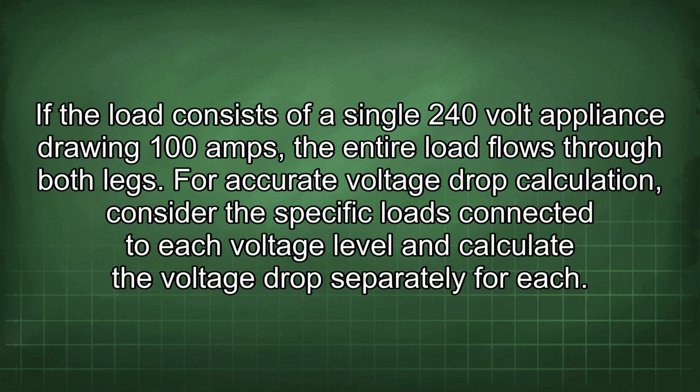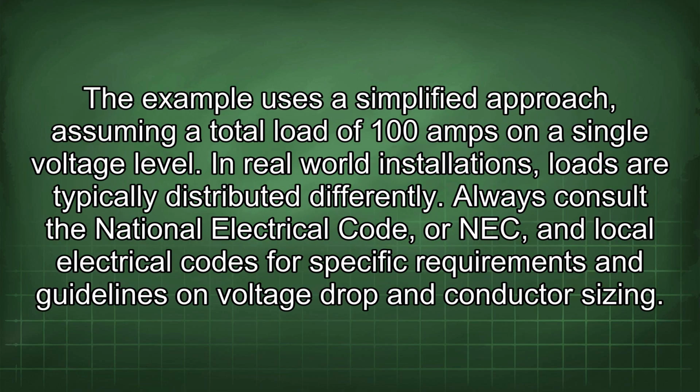For accurate voltage drop calculation, consider the specific loads connected to each voltage level and calculate the voltage drop separately for each. The example uses a simplified approach, assuming a total load of 100 amps on a single voltage level. In real-world installations, loads are typically distributed differently.